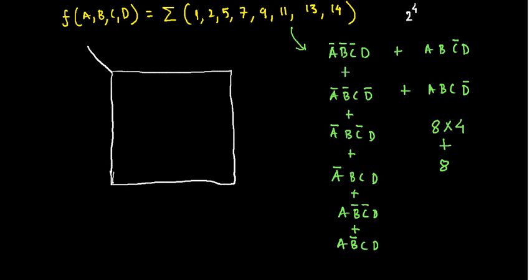Oh, not 1. 1, 2, 3, 7 gates, right? 7 OR gates, 8 AND gates, and these are the number of inputs, right? Inputs. What is the cost? 40? 47? This is the total cost.